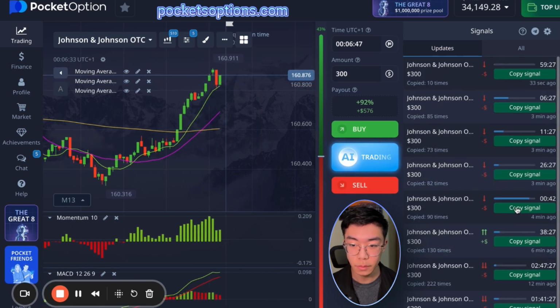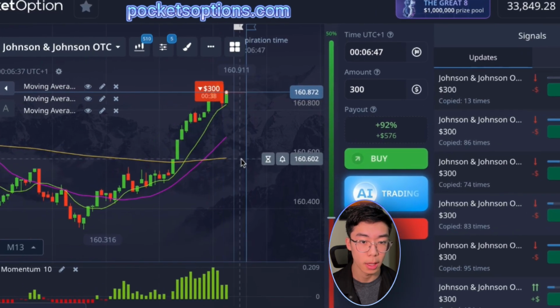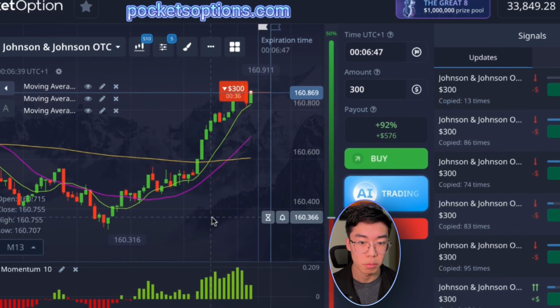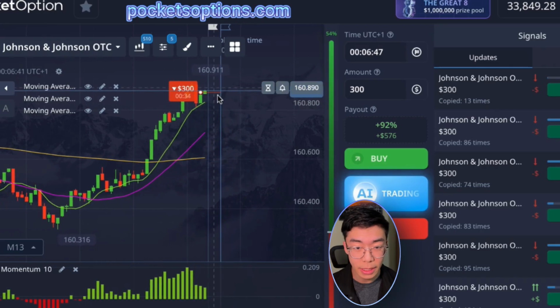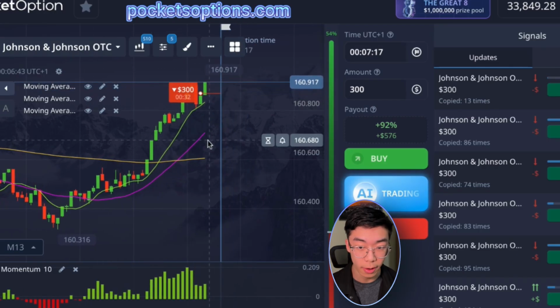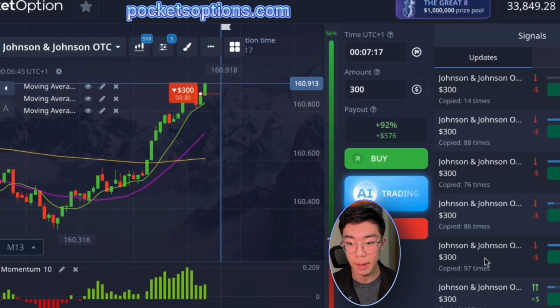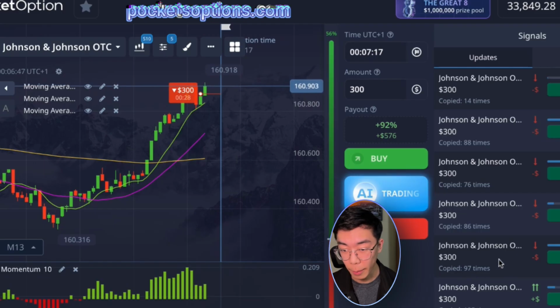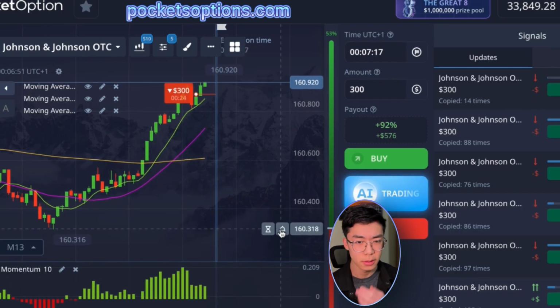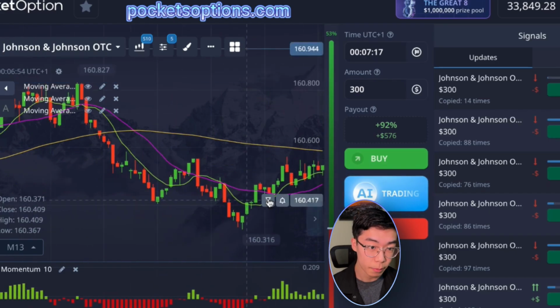So will it go down? I'm not sure. Let's put it here. Put 40 seconds here, and it did kind of peak right there. Let's see if it will reach a higher high or not. So right here, about 100 people have copied this signal that other people are seeing. So let's see if it goes up higher.